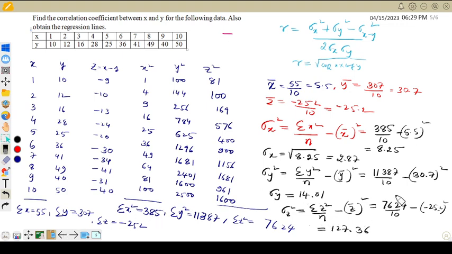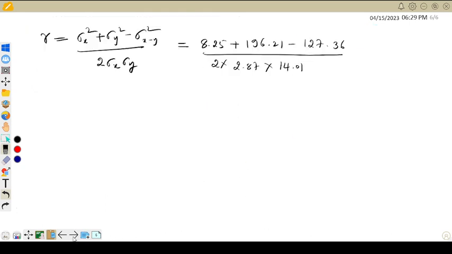So these are the values of sigma y and sigma x. So by calculating, we'll get r value equal to 0.96, students. So once you get the value of r, then we are going to write the equations of lines of regression.